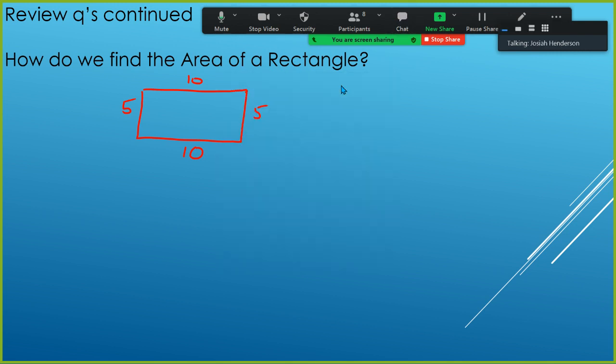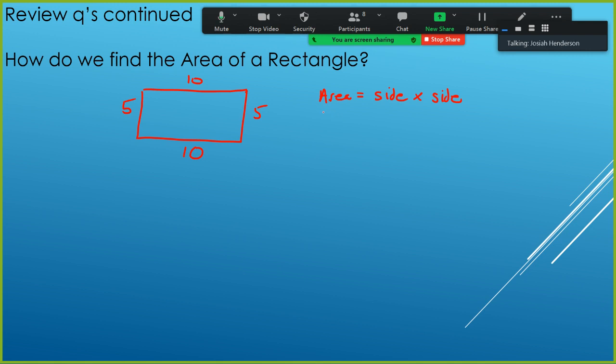Antonio, high five to you. So Antonio said it's 5 times 10 for this example. That is correct. And if we want to say that generically and generally for all rectangles, it's the height times the base or the height times the bottom, basically. So it's side times side. We need the little side and the longer side. And that's the area. So I'm going to say it's side times side.